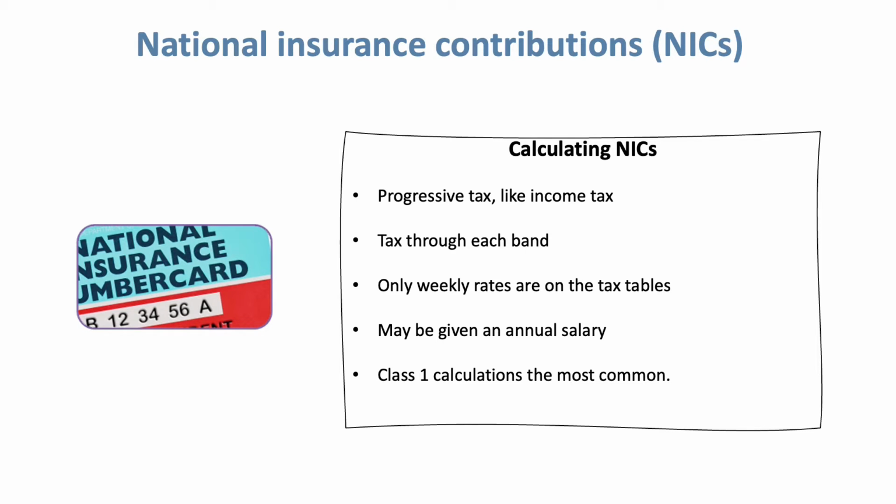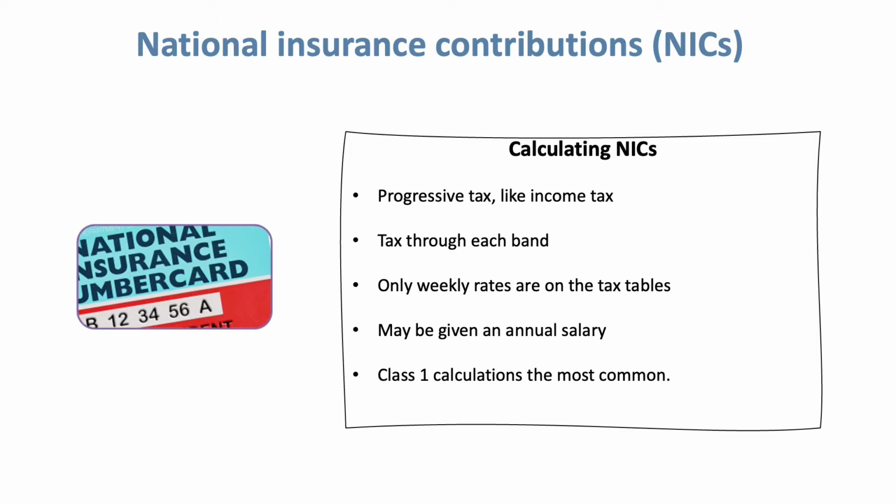So the calculation of national insurance contributions is very, very similar actually to income tax. This is also a progressive tax where you tax through each band. So you don't just work out how much somebody's weekly or annual pay is and tax all at that NIC rate. You get an element at zero, an element at the main rate, and an element at the lower rate thereafter.